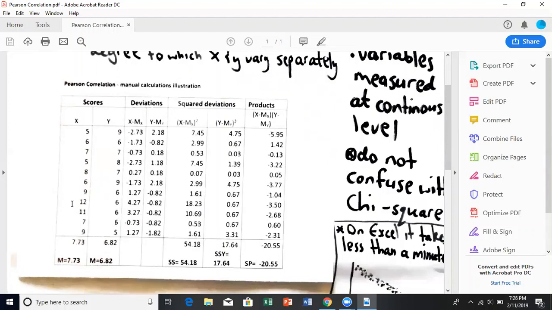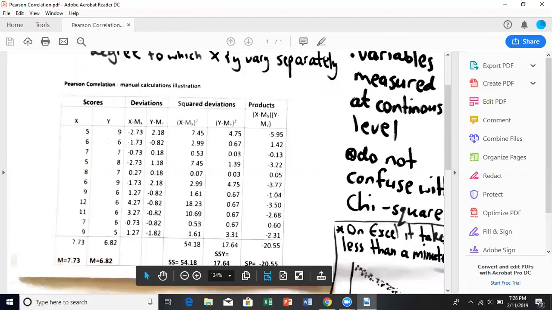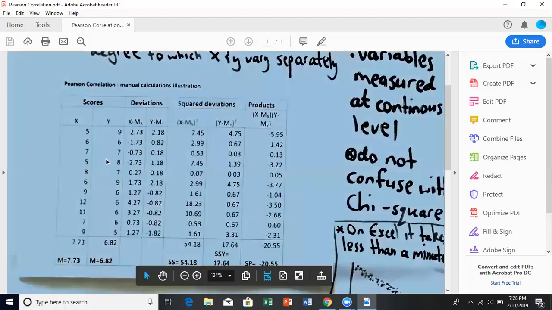So we arranged the scores. 5, 6. These are the scores that we have. Remember, we are still using that fictional example of hours of children watching the movie alone. So this is their age, and this is their score of anxiety. We want to see if there's a correlation between those two.